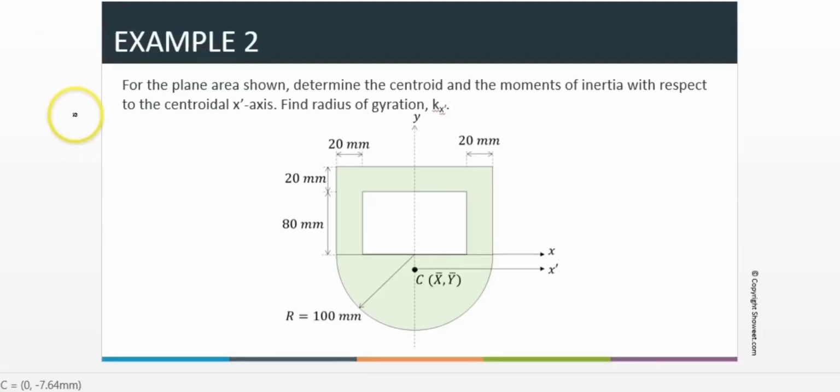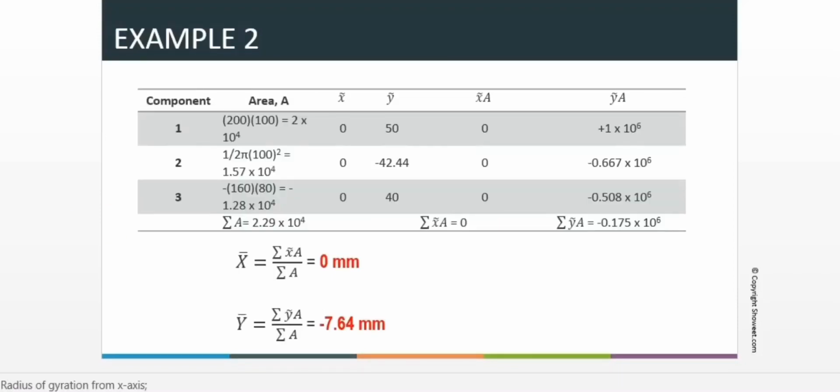Right, and then for example number 2, for the plane area shown, determine the centroid and the moment of inertia with respect to the centroidal x prime axis. Okay, so this is the difference. We have the x and y axis, and then suddenly we have x prime. So this is the C, which is the centroid of this composite component. Then we find the radius of gyration. So how to find the solution here?